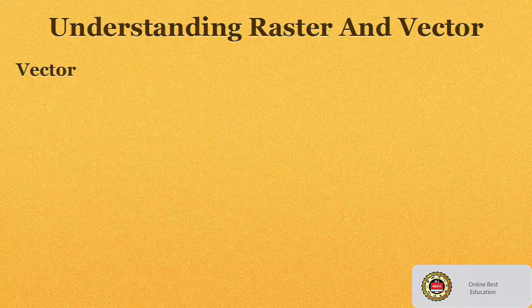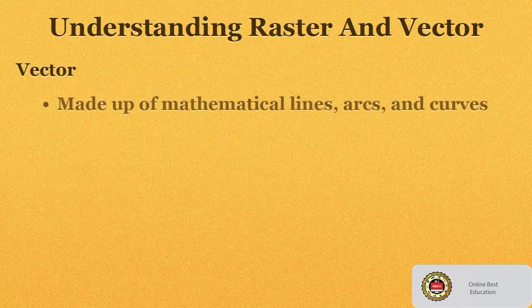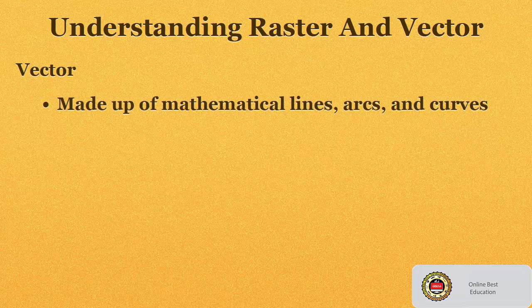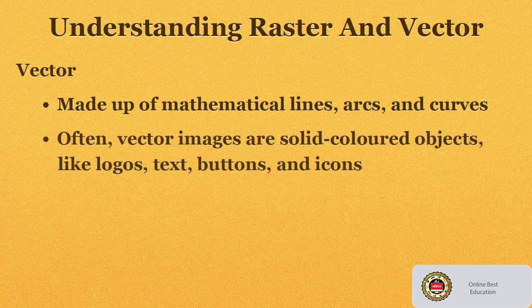Now, over on the vector side of the fence, here's the deal with vector graphics. They are made up of mathematical lines, arcs, shapes, curves, all that great stuff. The good news is that if you and I want to draw a circle, we don't have to break out the scientific calculator. The software is going to handle it all for us, which is great. Okay? Now, oftentimes vector images, vector objects are going to be solid colored objects. Think of things like text or logos or buttons or icons.